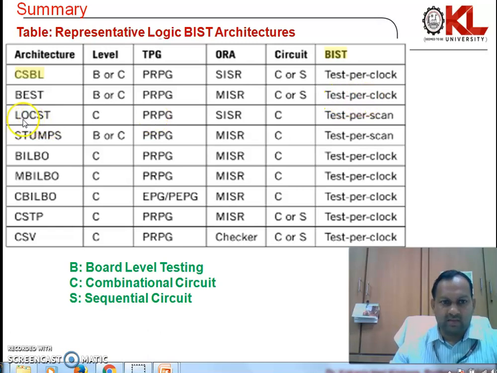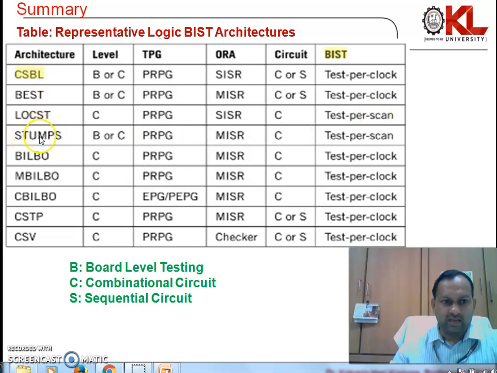Finally, the next BIST architecture, LOCST. The level should be the centralized board-level BIST architecture, with the PRPG as the test pattern generator input and the SISR as the output response. The circuit is the CUT and test only. It can operate a combinational circuit. In the BIST final architecture, you can observe the test clock scan.